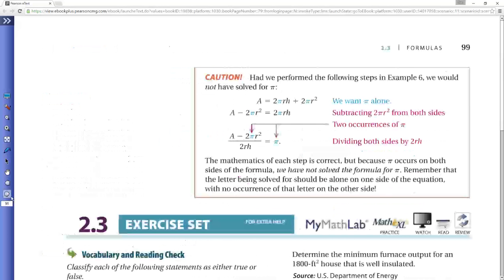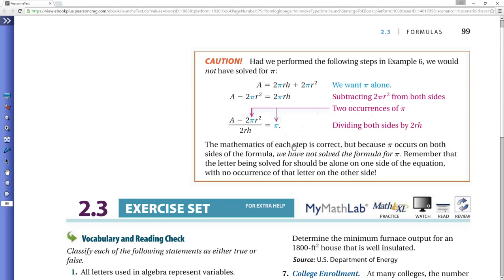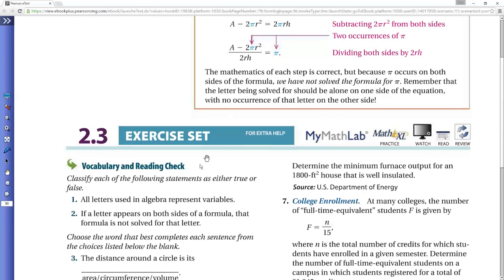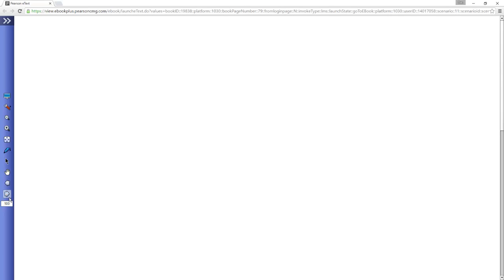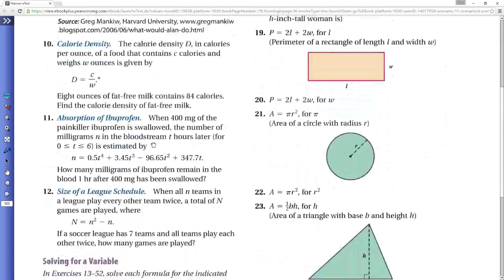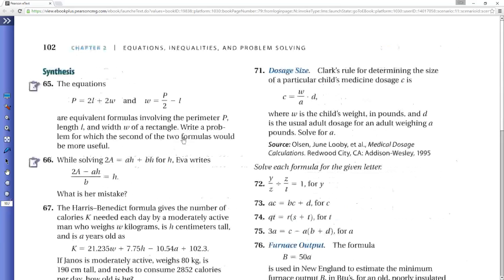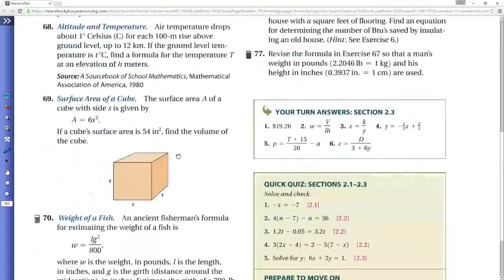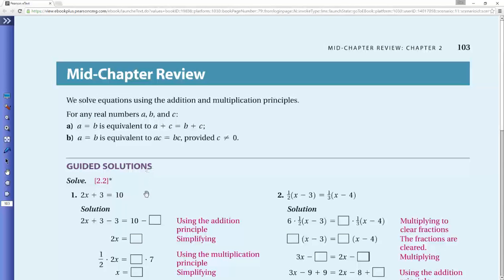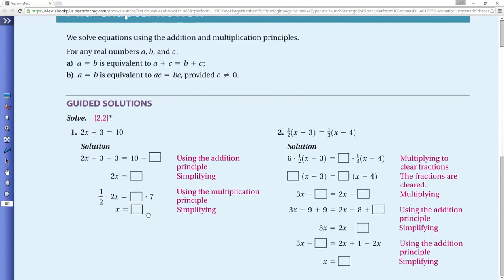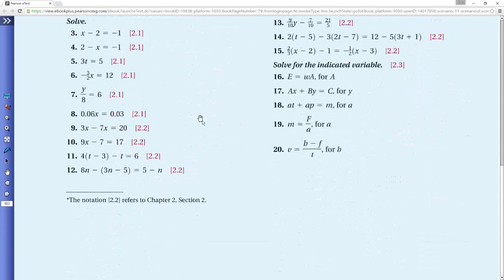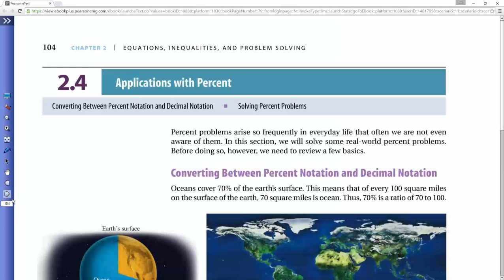More examples, more complicated examples. Here's some cautions about making sure that we don't leave things behind. And remember what our goal is, to get an equivalent equation equal to some specific value. So that's the quick deal. Here's our mid-chapter review, which is not an assignment, but it goes through those first 3 sections.